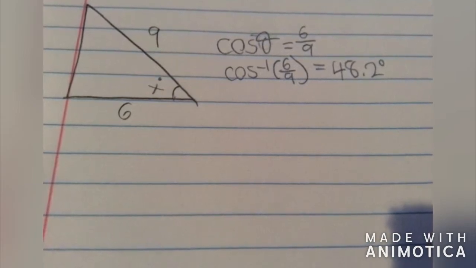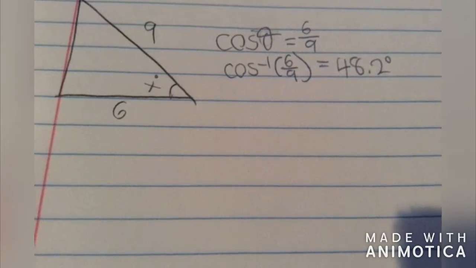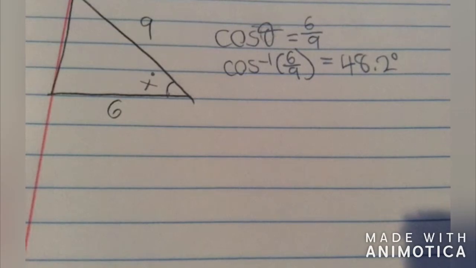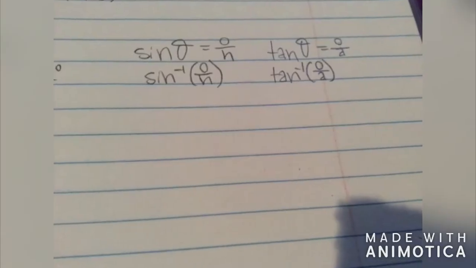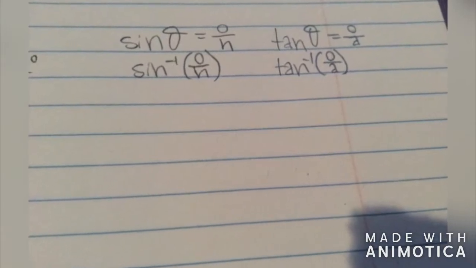Now to solve the problem, we use the inverse of cosine. In our calculator, we'll type in second cosine, in parentheses, 6 over 9. We get our angle measure as about 48.2 degrees. All the inverses are like this. We would do the same equations as before and use the inverse of the functions to find the angle measures.